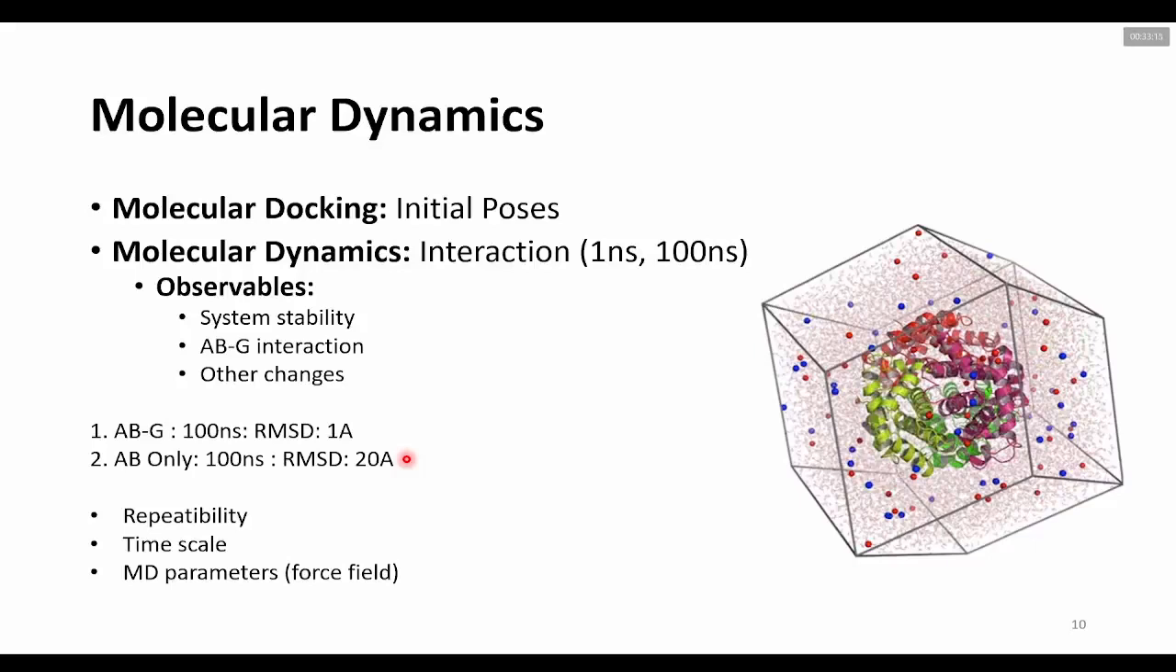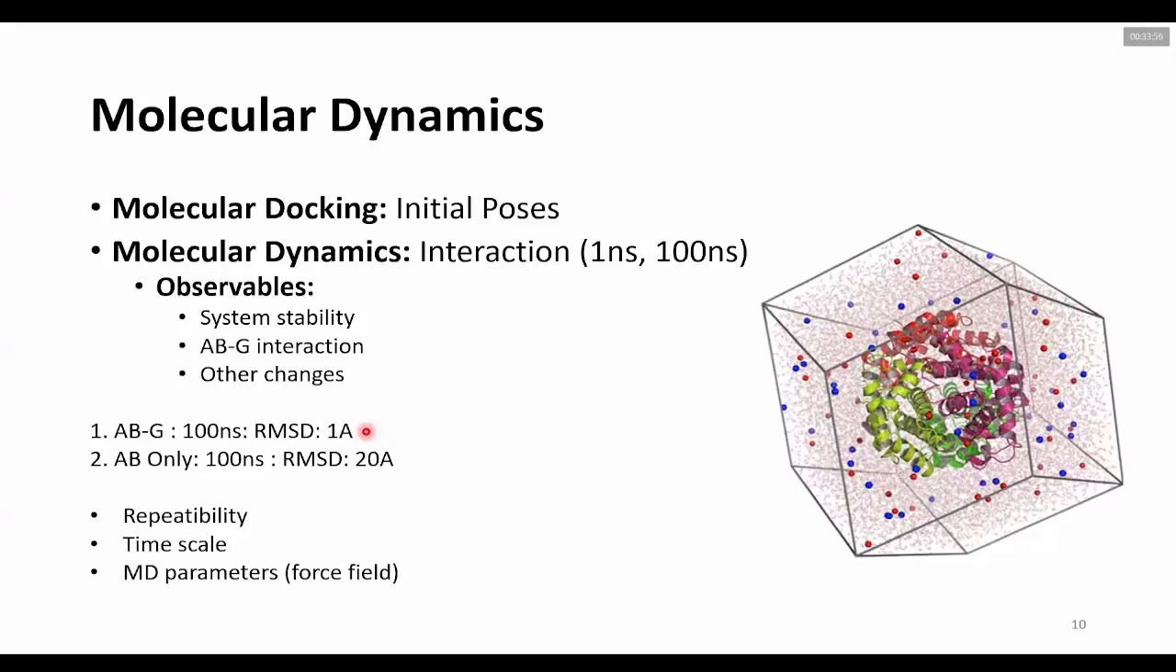Let's say in the only amyloid beta system, there is no glutamate, only amyloid beta, you are seeing that it's very unstable. Amyloid beta is very unstable. It's moving 20 angstrom here and there. So you can see that this system is very unstable. But when you added glutamate to your system, you have 10 docked poses of amyloid beta and glutamate, and you have run it for 100 nanoseconds, and you can see that it has suddenly become very stable. It's not moving at all. It's just one angstrom. The RMSD value is one angstrom. It means that when it's combined with glutamate, it has become very stable.